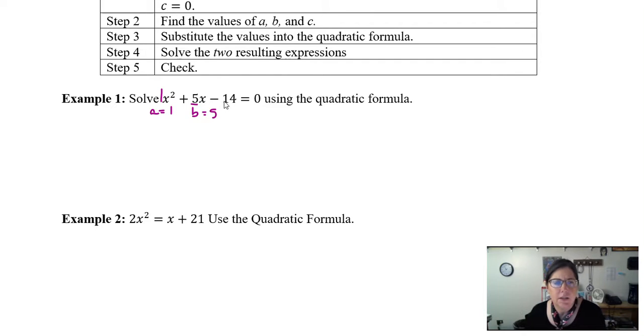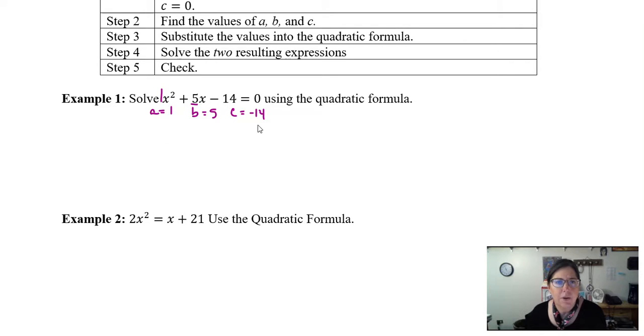C is the constant. Now, there is an invisible plus sign in front of the 1, so that's a positive 1. There is a plus sign in front of the 5, so it's a positive 5 for b. C has a minus sign, so c is negative 14.